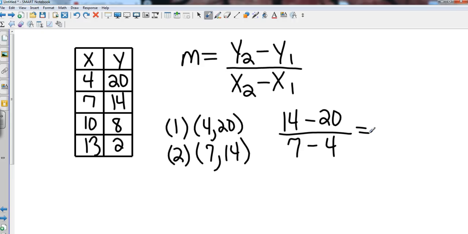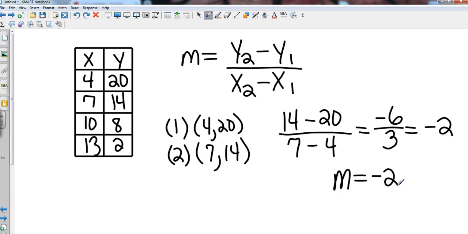So 14 minus 20 gives me negative 6. 7 minus 4 gives me 3. And then we always have to simplify our fractions. Negative 6 divided by 3 is actually negative 2. So I have a slope of negative 2.